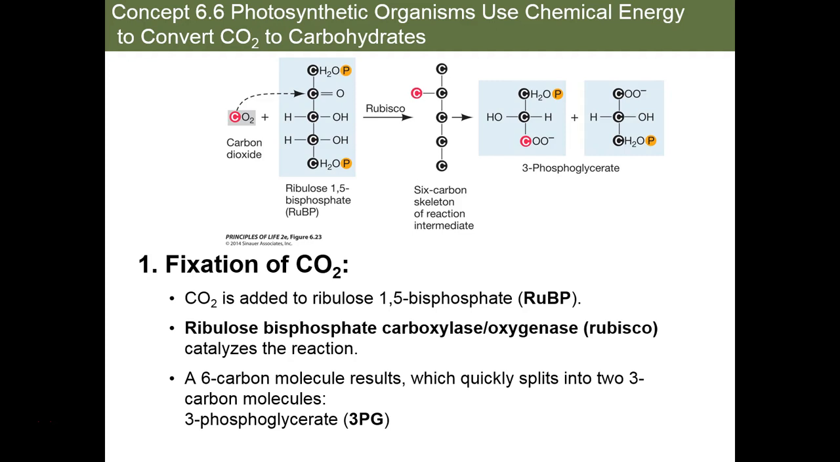The first step of the Calvin cycle is the fixation of carbon dioxide. CO2 is added to the molecule ribulose 1,5-bisphosphate, or RuBP for short. The enzyme that catalyzes this reaction is ribulose bisphosphate carboxylase oxygenase, or you can just call it Rubisco for short. During this reaction, there's a formation of a 6-carbon molecule that will eventually break into 2 3-carbon molecules called 3-phosphoglycerate, or 3-PG for short.